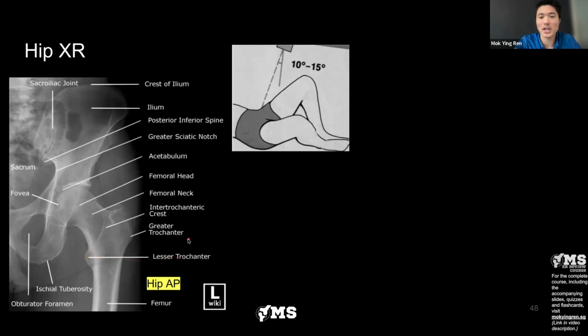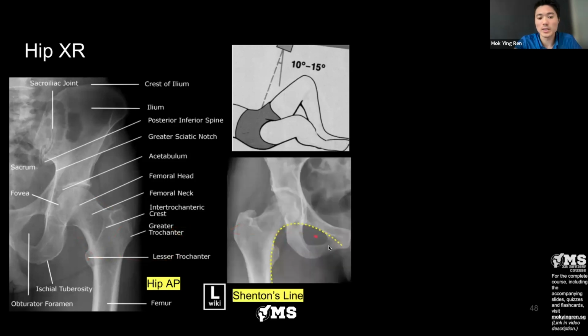So there's a hip AP X-ray. Over here, the most important line, everybody, the most important line in orthopedics at the undergraduate level is Shenton's line. You need to repeat after me, Shenton's line. This line is very smooth, going down the femoral neck and down to the shaft. It is undisrupted in a normal X-ray.